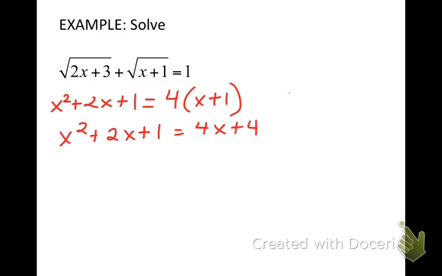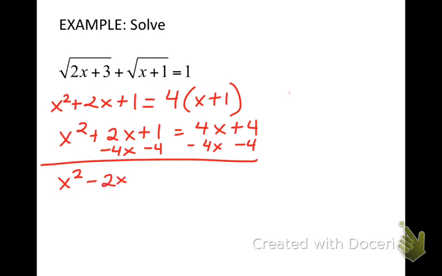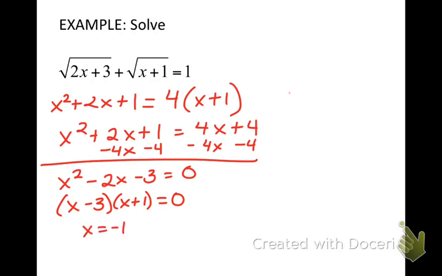Move everything to the left because I have a positive x squared term. So I'm going to subtract a 4x over. I'm going to subtract a 4 over. So now I have the quadratic x squared minus 2x minus 3 equals 0. Factors of -3 that get us to -2: -3, 1, so x minus 3, x plus 1, which means my possible solutions are -1 and 3. All right, so now we got to check them.